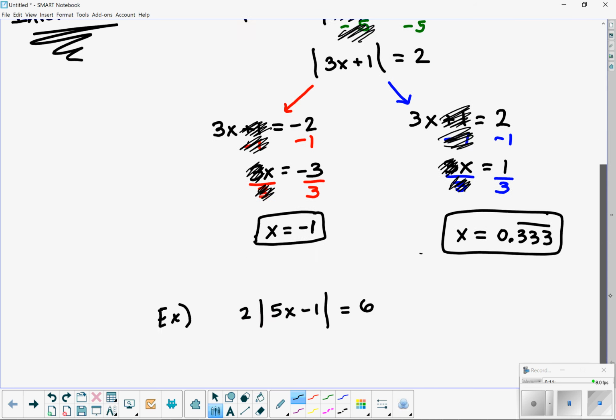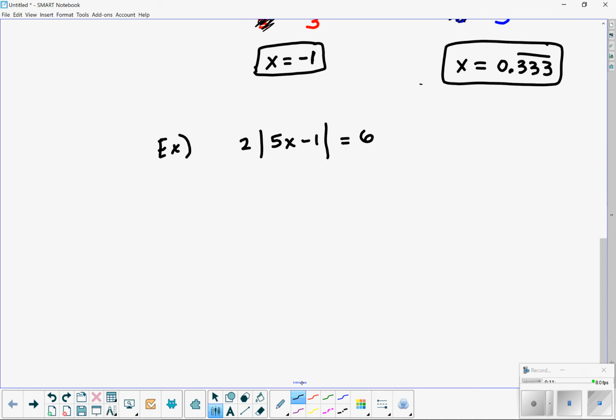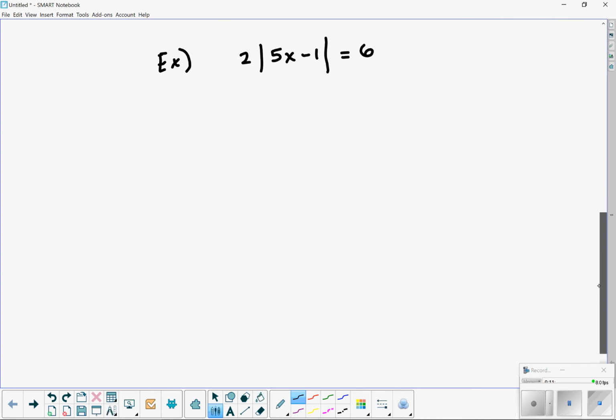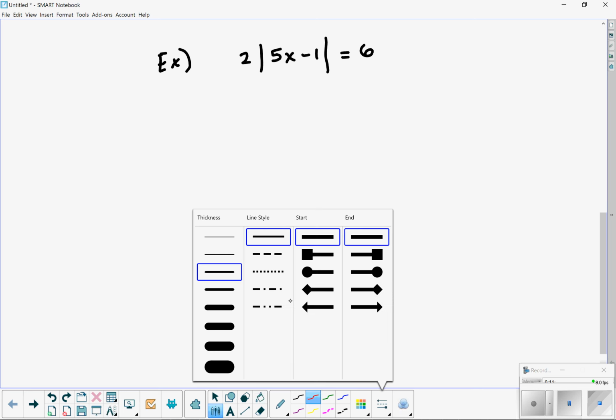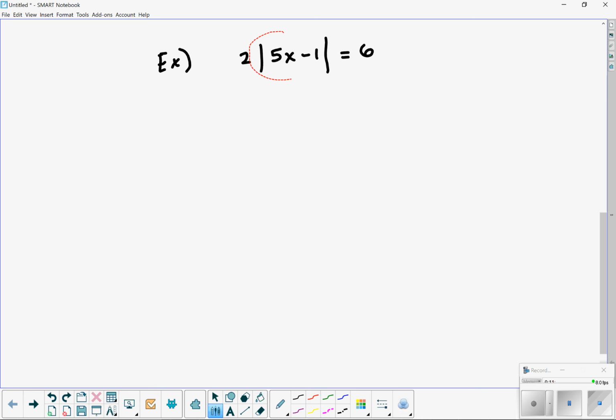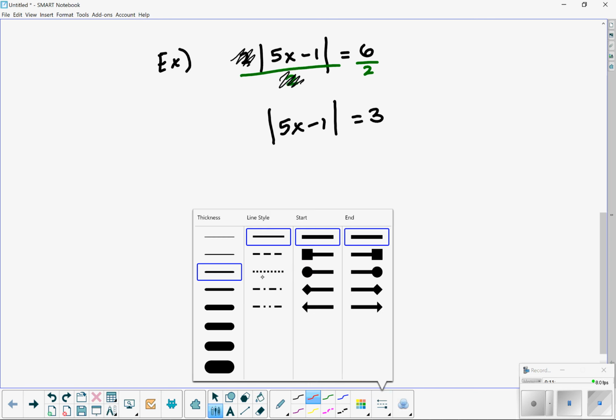Before you can even do anything like that, what you're going to want to do is make sure that the absolute value, this thing right here, is totally by itself. And if it's not by itself, you cannot do the split. So before we do anything, I'm going to go ahead and divide both sides by 2. And by doing that, I'm allowing myself to eliminate the 2. And that's going to allow me to have just an absolute value of 5x minus 1 equals 6 divided by 2 is going to be 3. Now I do have an absolute value all by itself.